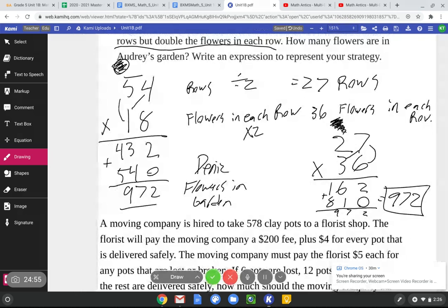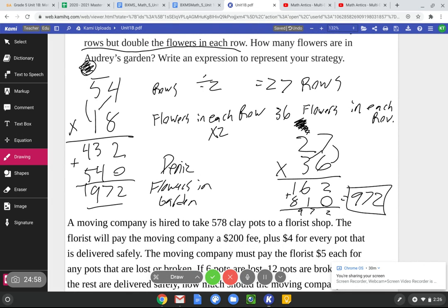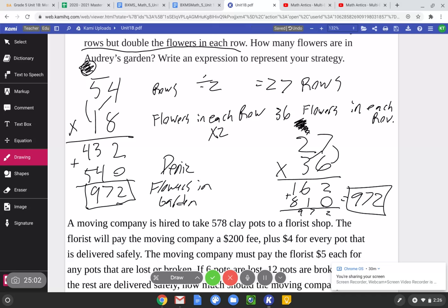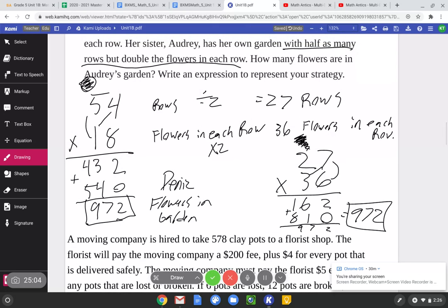Who had more? Whoa, okay. Denise and Audrey had the same amount of flowers. So that sibling rivalry looks like they are still tied. So Audrey had 972 flowers and Denise had 972 flowers.